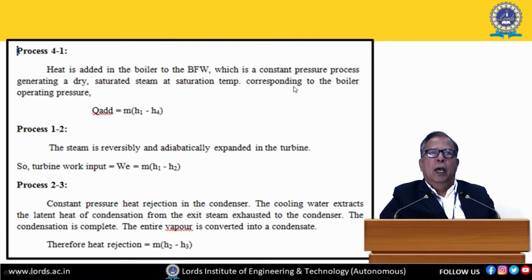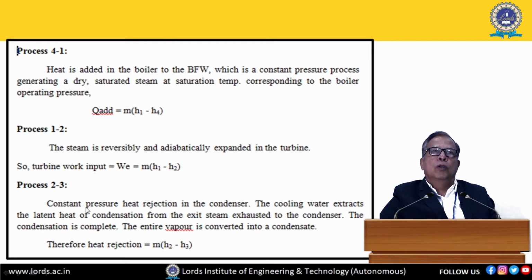Then process 2-3 is again a constant pressure heat rejection which is taking place in the condenser. The cool water extracts the latent heat of condensation from the steam exhausted from the turbine. So the condensation is complete in the condenser, which means the steam completely converts into water. Therefore, the heat rejection in the condenser we can denote as the mass of the steam times H2 minus H3, that is, the enthalpy at state point 2 minus the enthalpy at state point 3. Enthalpy is nothing but the total heat contained by the fluid at that juncture.